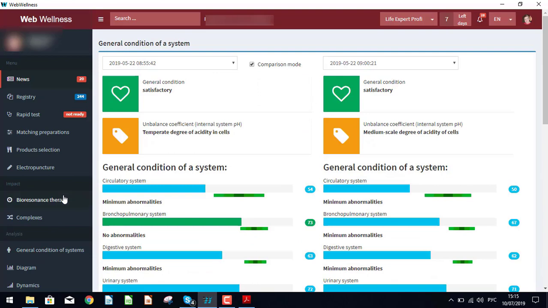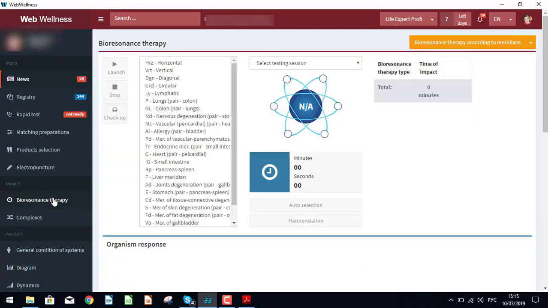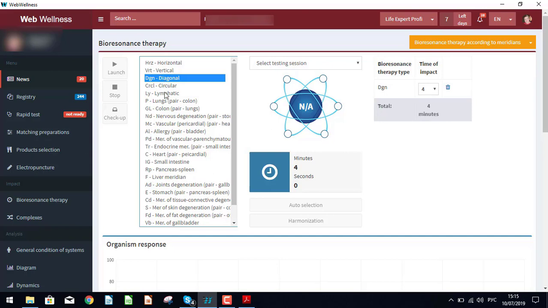Thank you very much. Then we go to bioresonance therapy if what we need is not harmonization but a real therapy. The therapy can be done for now during 19 minutes as maximum. The number should be odd. This should not be an even number. So we choose different meridians by double clicking on the meridian.